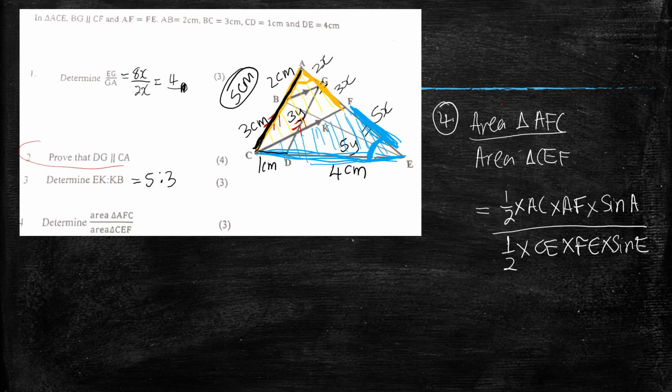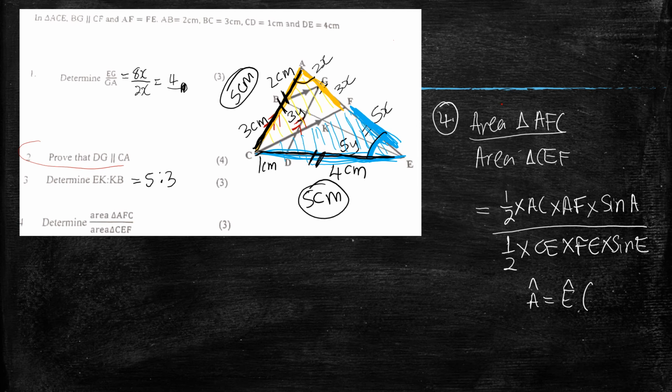And take a look at this side again. 1 plus 4. It's also equal to what? 5 centimeters. Can you see that AC is equal to CE? Can you see the two sides are equal? Then we can say if the two sides are equal, it is an isosceles triangle, then the base angles will be equal. So in a sense, angle A is equal to what? It is equal to angle E.